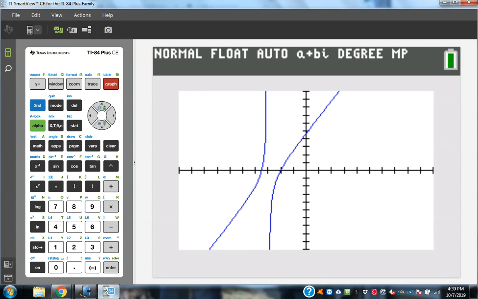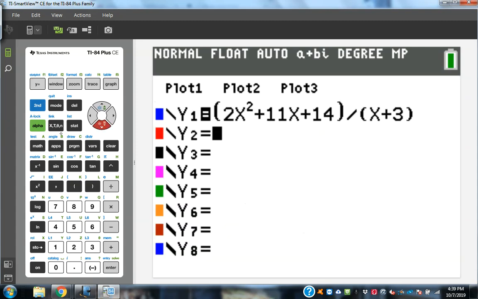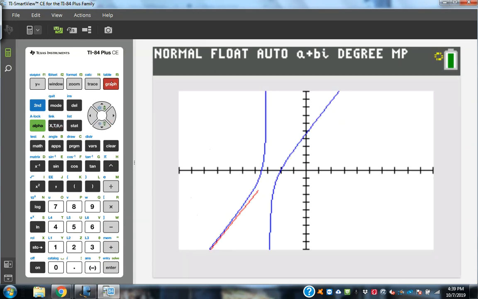We also see it kind of being this way. That's an oblique asymptote. That's what it's going to look like. If I were to graph my equation for the oblique asymptote, because I can, the 2x plus 5, you'll see it a little better. Look how it hugs up against that red line. So that's that oblique asymptote we're finding.